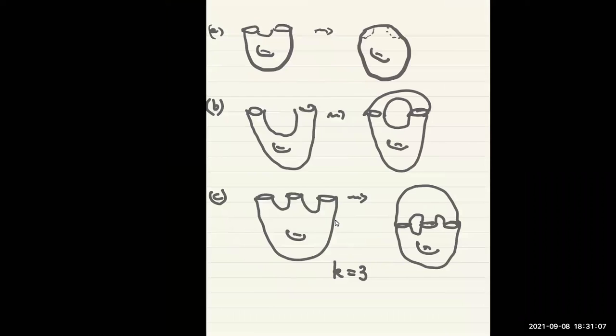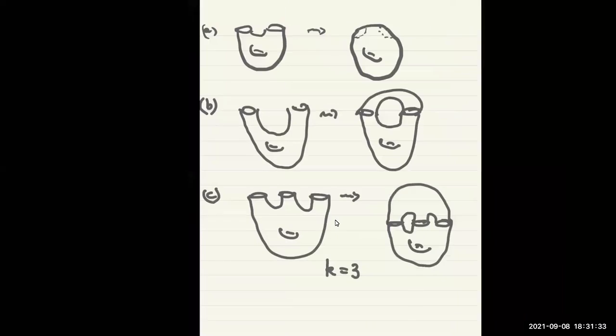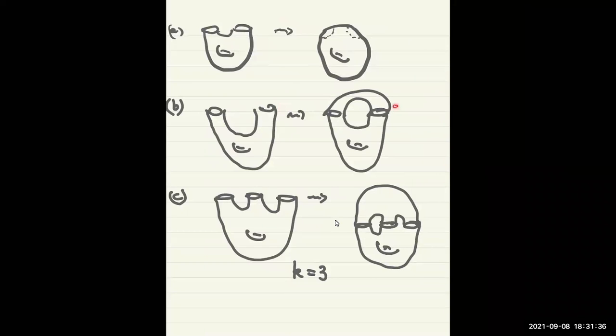Second situation, capping with a cylinder. That means gluing the two boundary components of the cylinder to two components of the boundary of the surface. This produces a surface with two fewer boundary components, and the genus increases by one. In this situation, the two character varieties have the same dimension. What this looks like is we have our two boundary components and we've glued the boundary of the cylinder to each of those. So first we had genus 1, now we have genus 2, but no boundary components. They've been capped off.